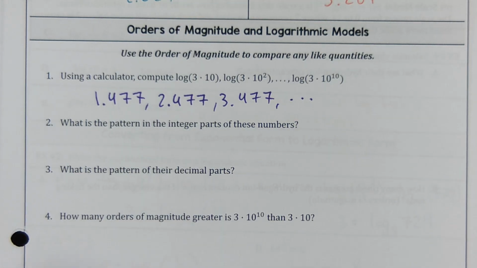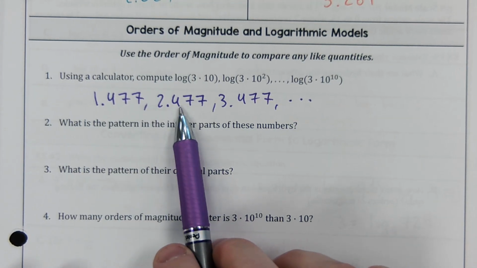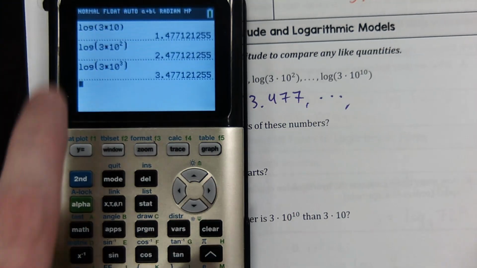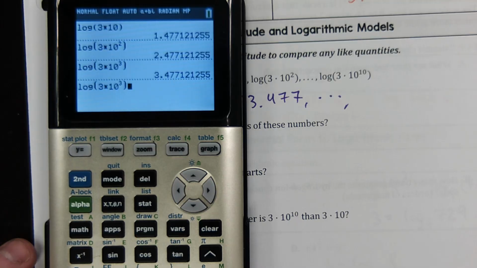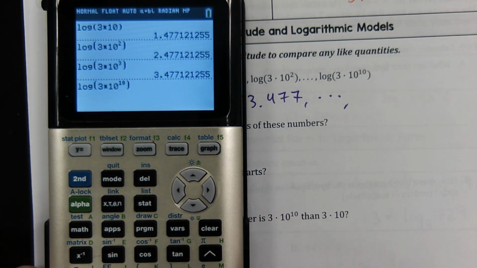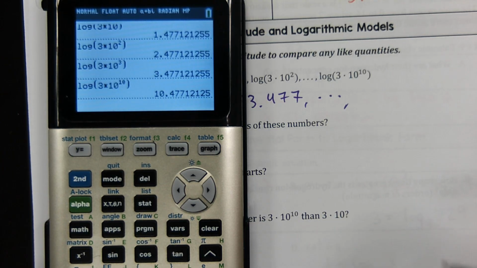I wonder what that last one's going to be. Well, here's what I see. This number, actually, you know what? I don't want to spoil a surprise. Let's see. 10.477.